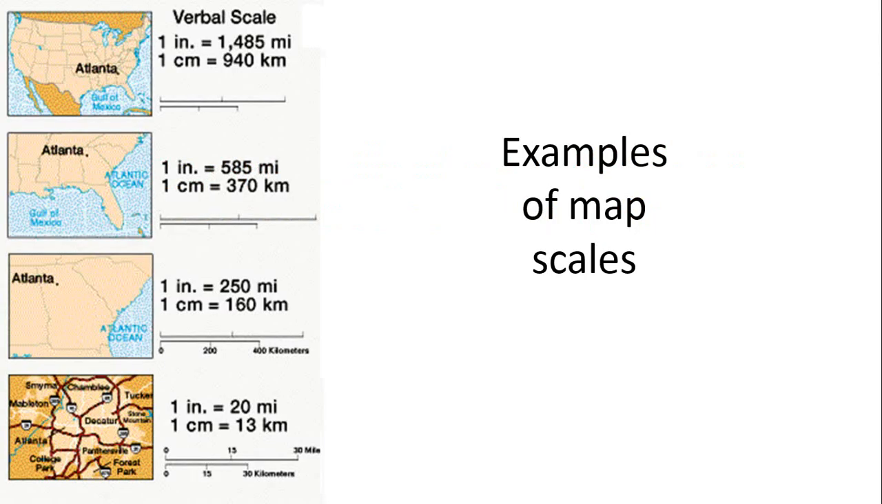Here's some examples of a map scale. So an example of a map scale would be saying something like 1 inch equals 1,485 miles, like we see in that top map.